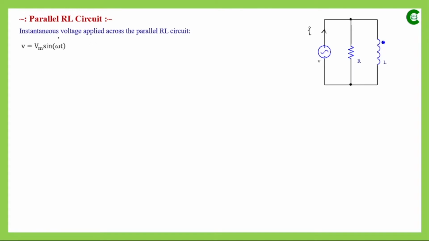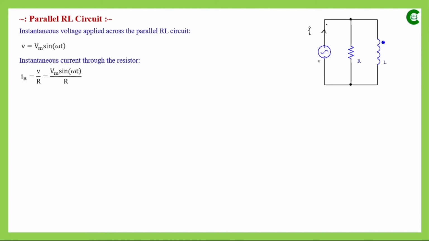Now the instantaneous voltage which is applied across this parallel RL circuit, since this is sinusoidal in nature, that expression is small v is equal to Vm sin omega t, where we already know that this small v is the representation of instantaneous value. Here it is instantaneous voltage, and V suffix m is the maximum or peak value of that voltage.